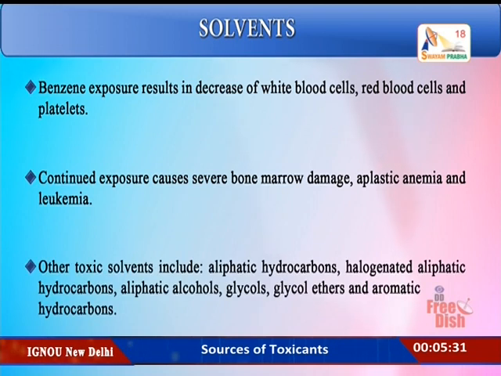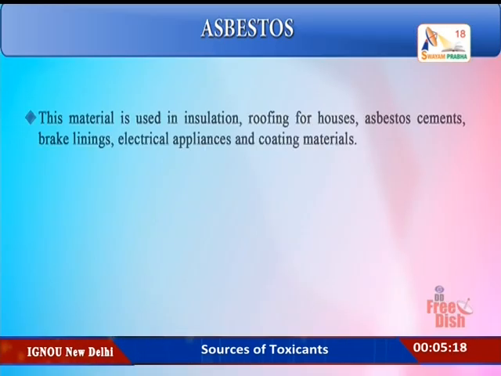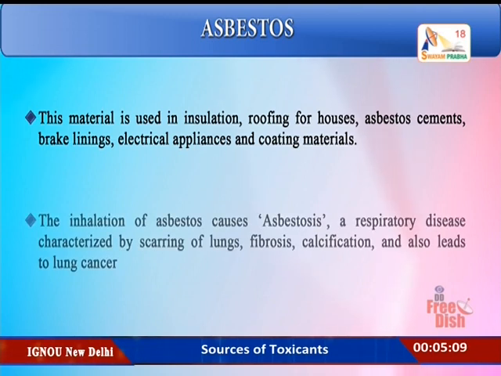Other toxic solvents include the aliphatic hydrocarbons, halogenated aliphatic hydrocarbons, aliphatic alcohols, glycols, glycol ethers, and also aromatic hydrocarbons. Asbestos. This material is used in insulation, in roofing for houses, asbestos cements, brake linings, electrical appliances, and also coating of materials. The inhalation of asbestos causes asbestosis. It is a respiratory disease characterized by scarring of the lungs, fibrosis, and calcification, and it also leads to lung cancer. Therapeutic drugs.